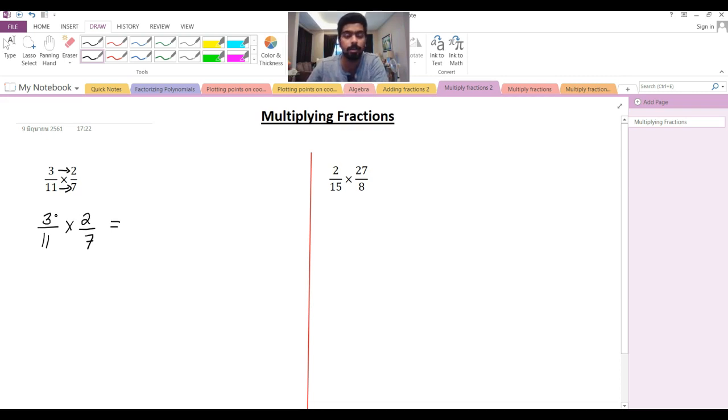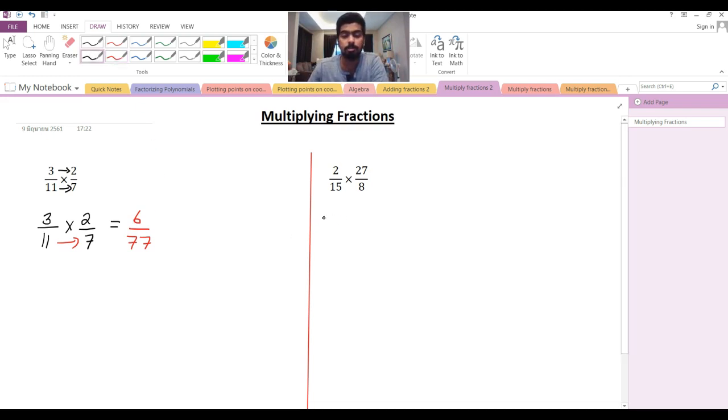So in the numerator we have 3 and 2. So let us multiply them. We have 3 multiplied by 2 gives us 6, and 11 multiplied by 7 gives us 77. Now if you take a look at this, we cannot simplify the fraction anymore. So once we can't simplify the fraction, we just leave it as it is.